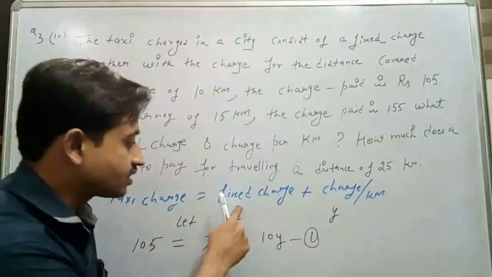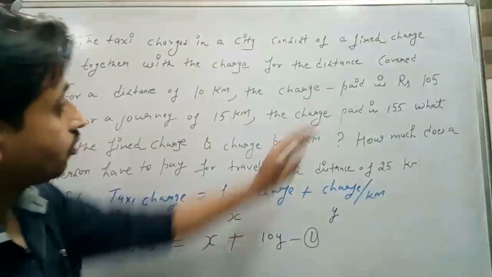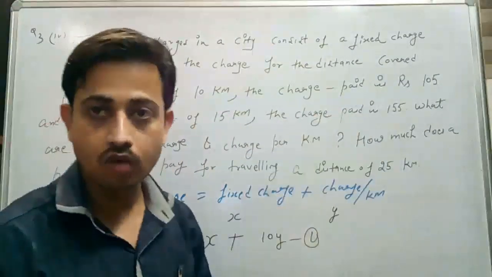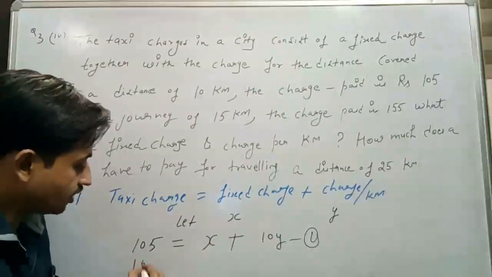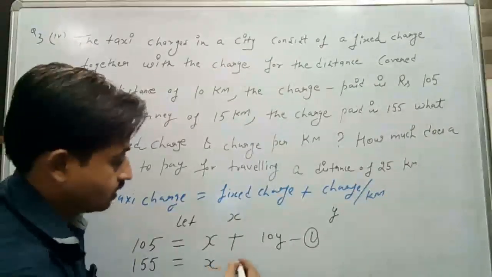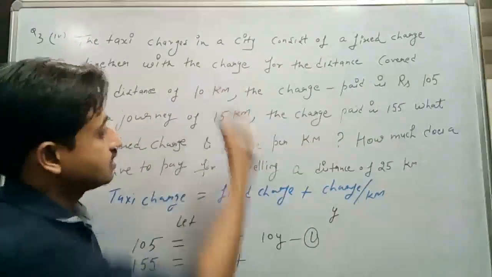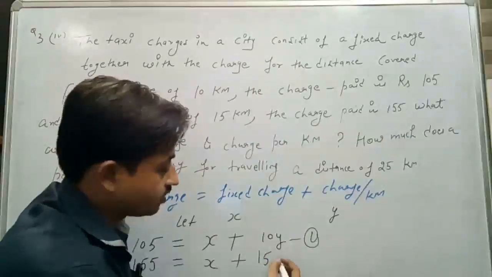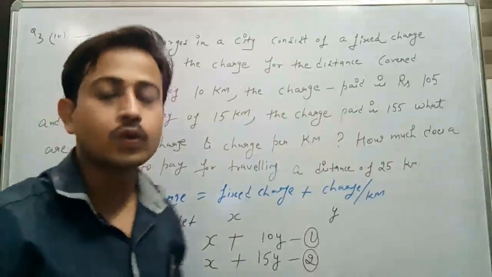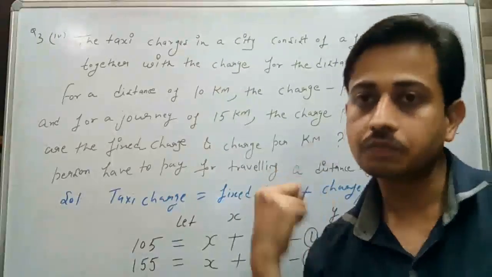So I am considering the fixed charge is x and the charge per kilometer is y. This is the first equation. Now read, for a journey of 15 kilometers, the charge paid is 155. It means for the second equation, 155, the fixed charge is the same. The difference is only the charge per kilometer. The distance is 15 and the charge per kilometer is again y. So this becomes our second equation. I hope you understand these equations. It's very easy to solve. Please make a note first.